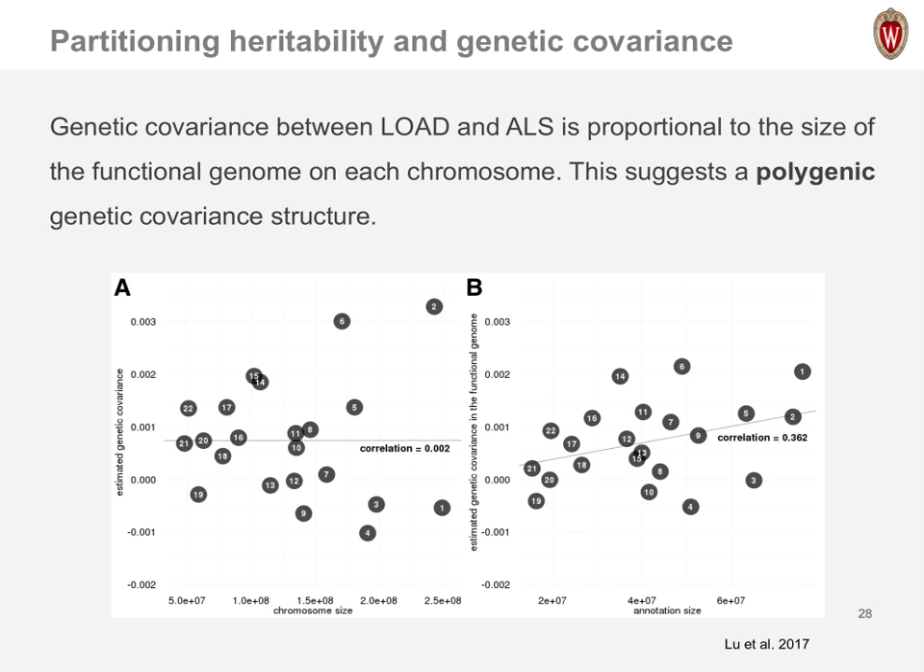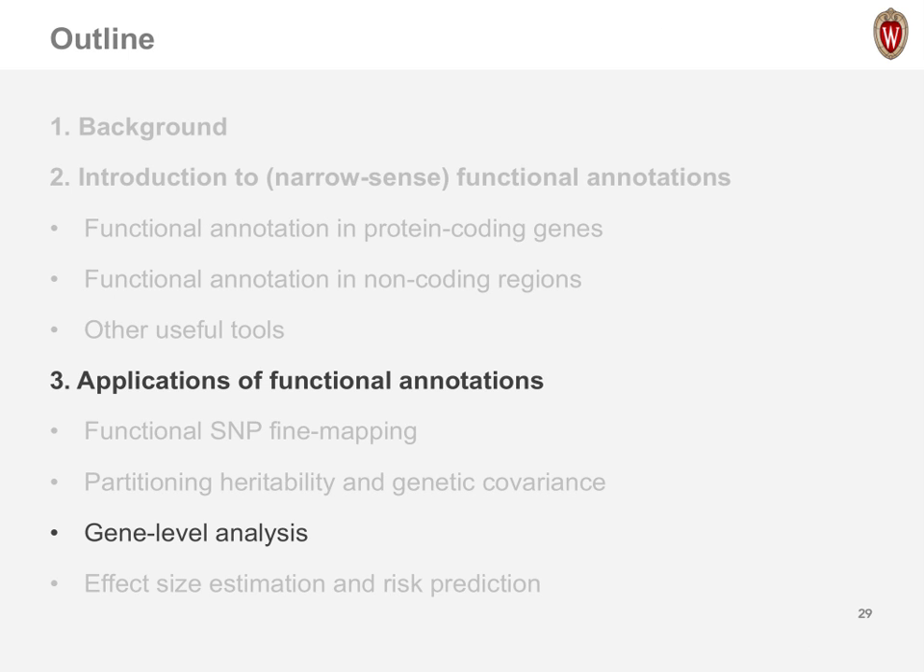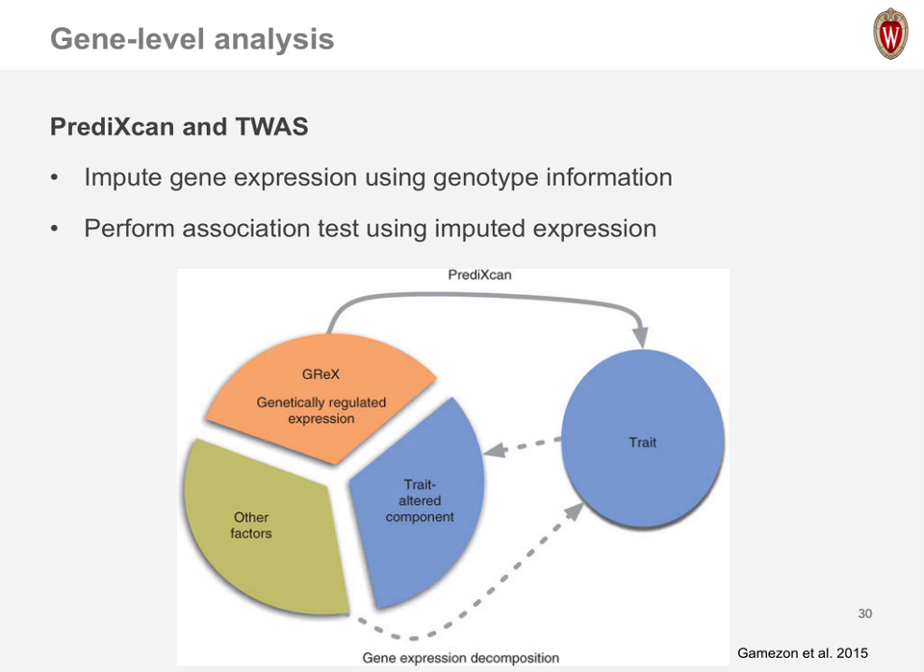All right. So that's about partitioned heritability and genetic covariance. These are to demonstrate why functional annotation may be important for understanding genetic architecture. Now I'll talk a little bit about gene-level analysis. It's kind of a revisit of Tim's point from earlier on.